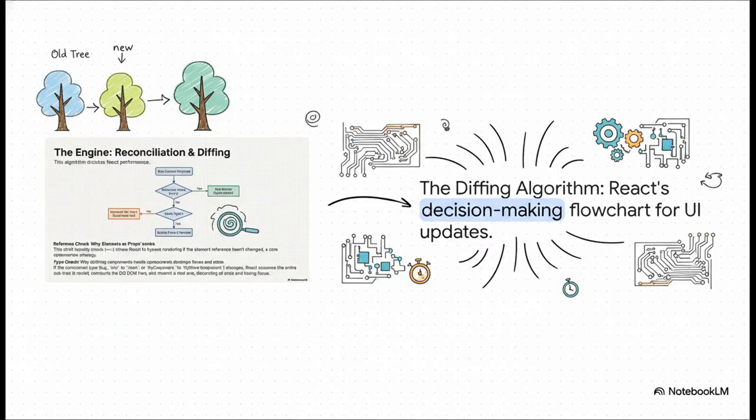And this is the playbook it uses. This flowchart here is the diffing algorithm, and it's the heart of React's performance. It's how React avoids doing stupid, slow work. When that re-render gets triggered, React builds that new tree of element objects, and then it walks through both the old and new trees, comparing them node by node to figure out the absolute minimum amount of work it needs to do to update the real DOM.